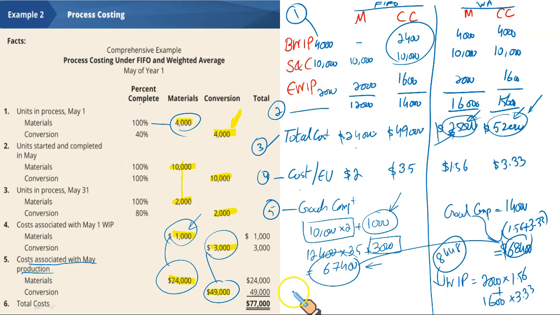Then what about the ending work in process? The value of the ending work in process can be calculated by just multiplying 2,000 EUPs of material with the rate 2, plus 1,600 EUPs of conversion cost with the rate 3.5. So it's going to be 4,000 plus 1,600 multiplied by 3.5. It's going to be 9,600.